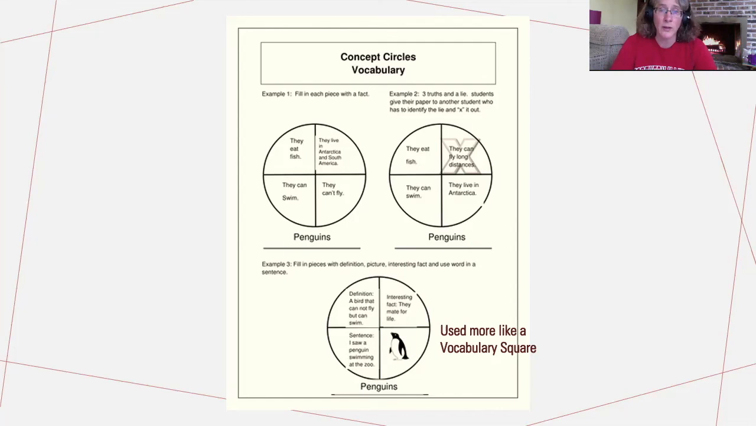Then the second one is to figure out which one doesn't belong. They eat fish, they can swim, they live in Antarctica, they can fly long distances.